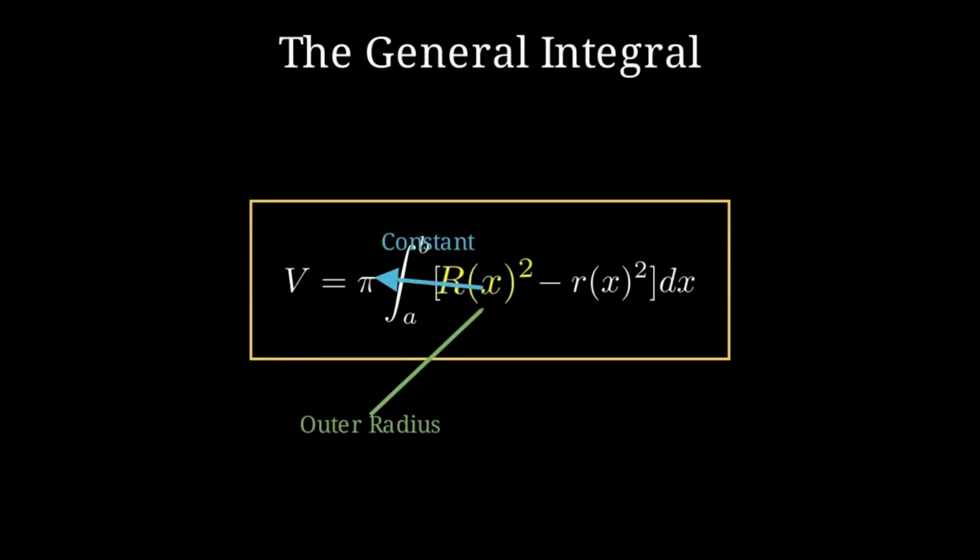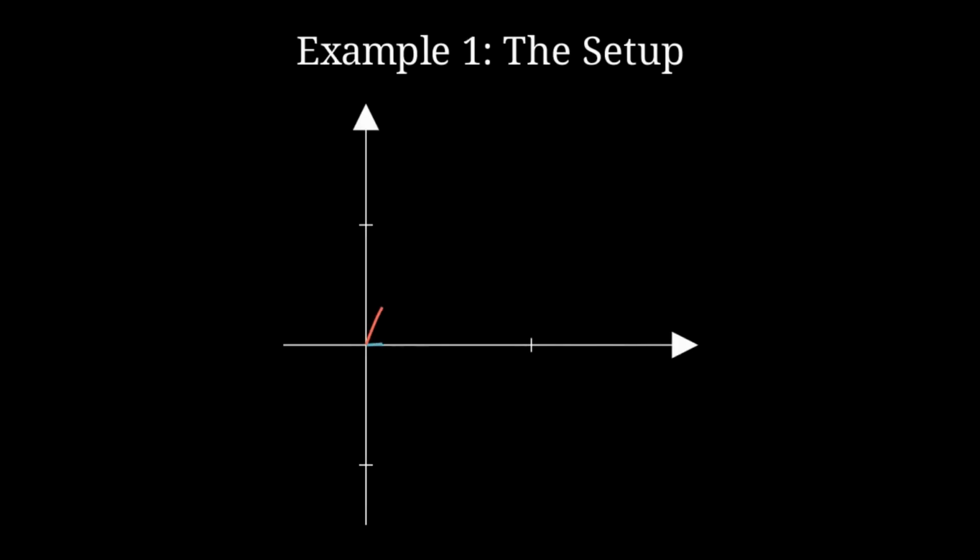Always remember to square the individual radii before subtracting, never subtract the functions and then square the result, as that is a common algebraic error. Let's look at an example.